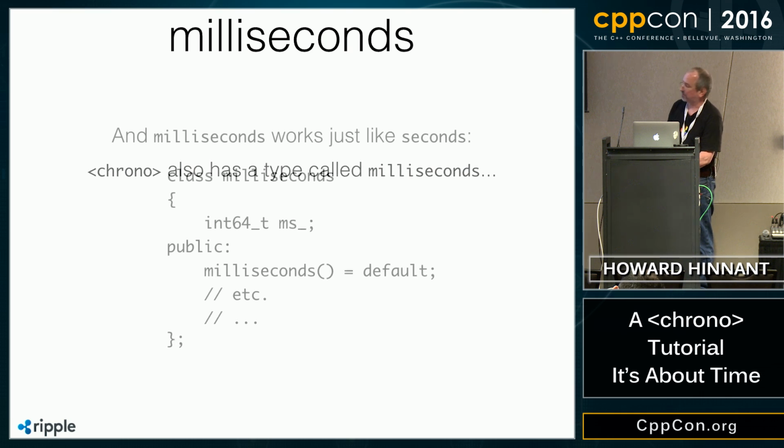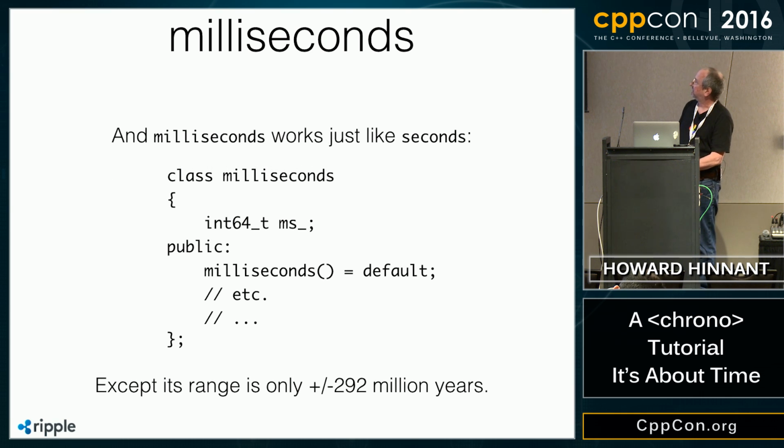And milliseconds works just like seconds. It's just a wrapper around a long. It's got all the trivial special members. About the only difference is its range is only 292 million years instead of 292 billion. Still have plenty of range.